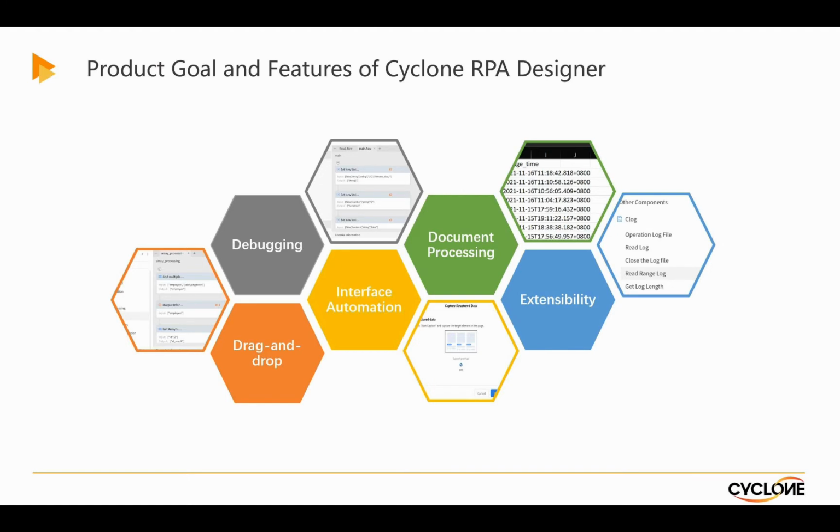Cyclone RPA Designer supports cross-platform automation operations on a wide range of third-party software and is fully capable of processing common document types. Cyclone RPA Designer also supports extensions such as customized nodes and functions, which enables developers to adapt the designer to their own usage scenarios.